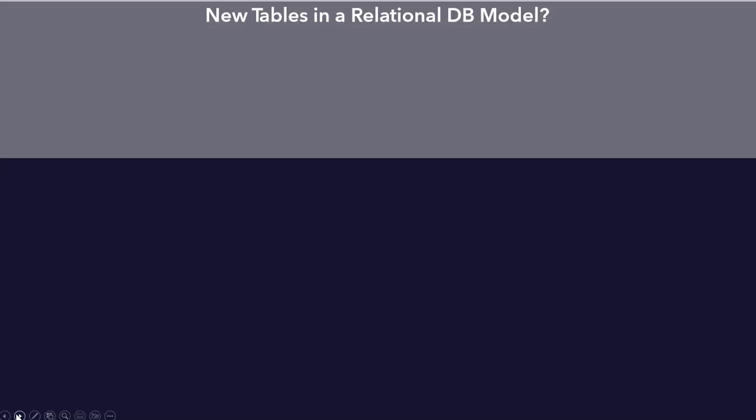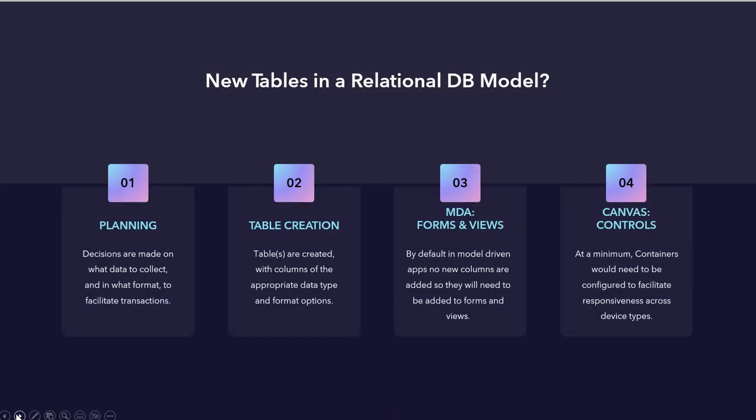All right, let me start by setting context. When a new table needs to be added to a relational DB model, so you've got some type of relational database, or a high-end data system like Dataverse, there are things you have to think about. Firstly, you have to be planning. You have to make some decisions on what data you should collect and what format you should have, in order to facilitate the transactions that will take place in the apps in the future. And you always want to do that planning first before you hit the keyboard.